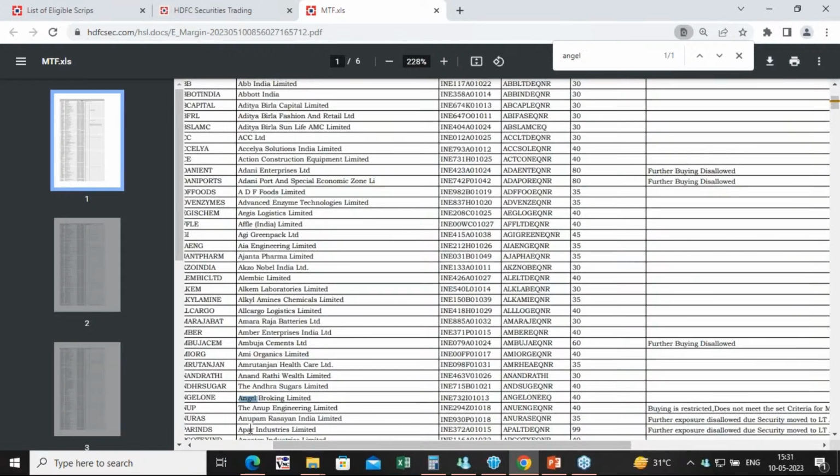Okay, so if you want to purchase 1 lakh rupees worth of shares in Angel Broking, initially you have to pay 40%. That means if you already have 40,000 in your bank limit, you will be able to purchase 1 lakh rupees worth of shares in Angel Broking Limited.